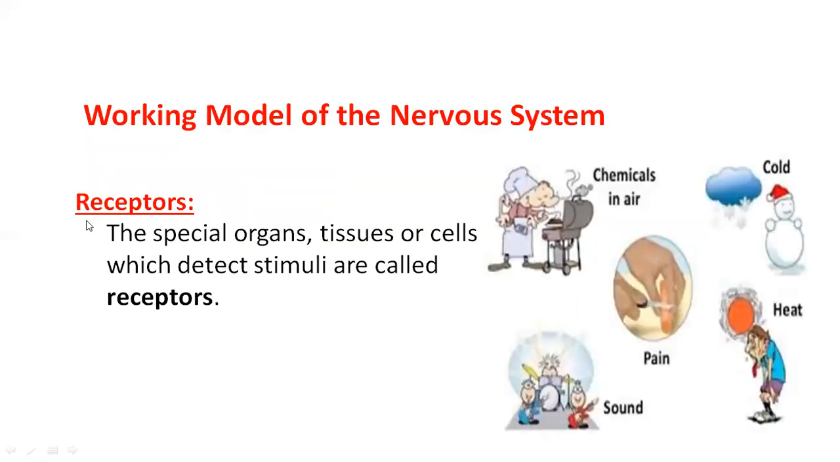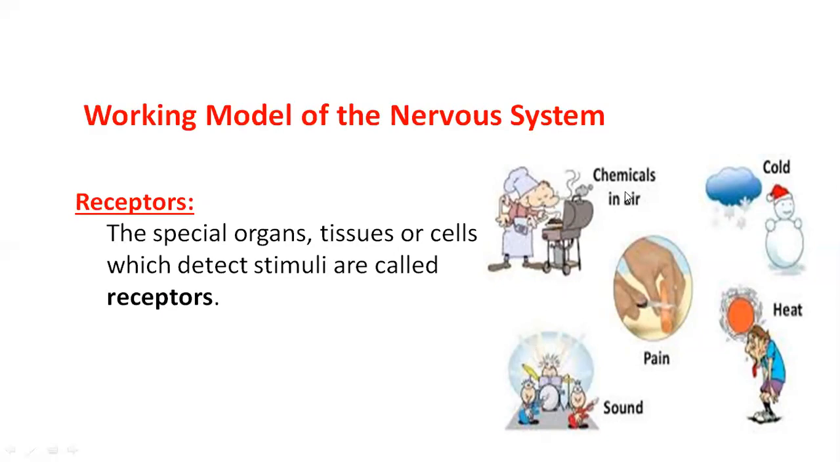The second term which you must be familiar with is receptors. Receptors are the specialized organs, tissues, or cells. Yes, a receptor can be an organ, it can be a tissue, or it can be a cell present in our body which is specialized. Specialized for what? Simply to detect a change or stimulus in our environment, that is termed as receptor. There are certain examples of receptors.